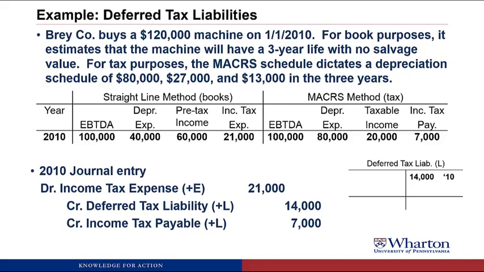And then what I'm going to do throughout the example is keep track of our deferred tax liability T account so we can see how this develops over time. And so now we have a credit entry of $14,000 in that T account.